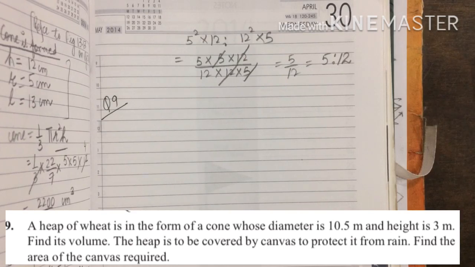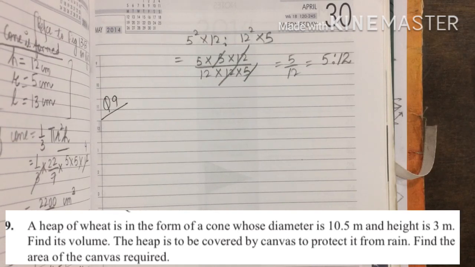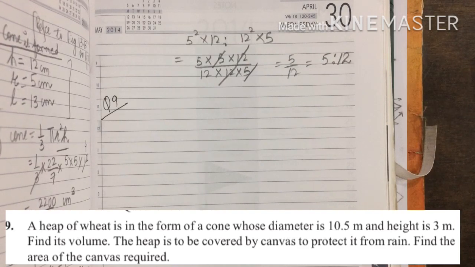For the second part though, to find out the area of the canvas required, we need to find out the curved surface area. For the curved surface area, you need radius and slant height. You have the radius because of the diameter, but you don't have the slant height. So you'll have to find out the slant height, and then you will apply the formula to find out the curved surface area of the conical heap.